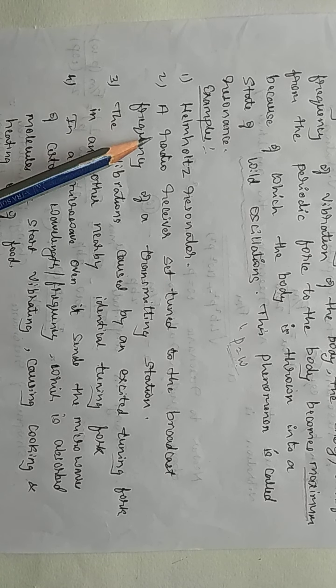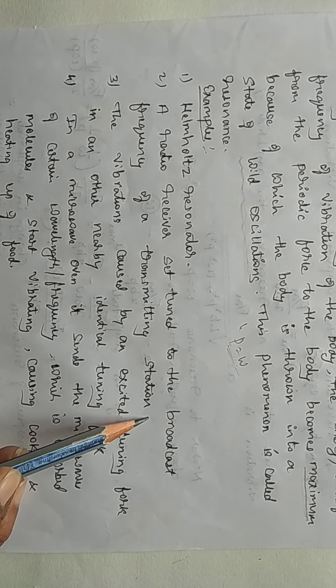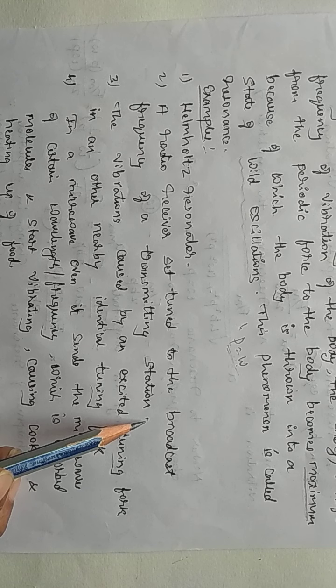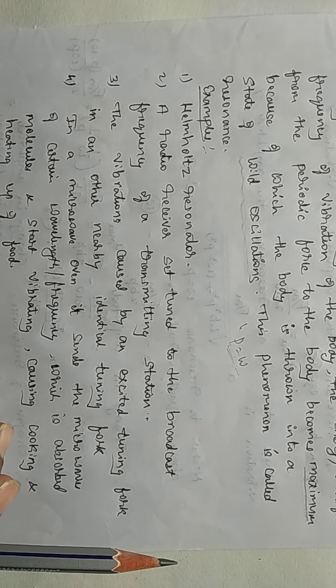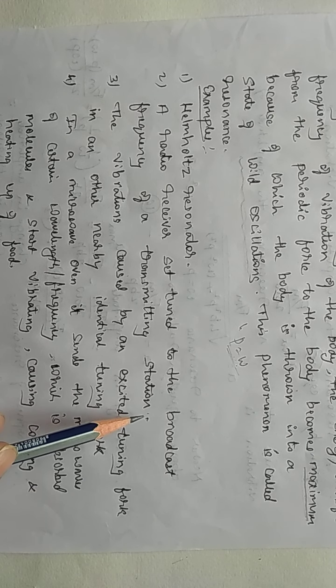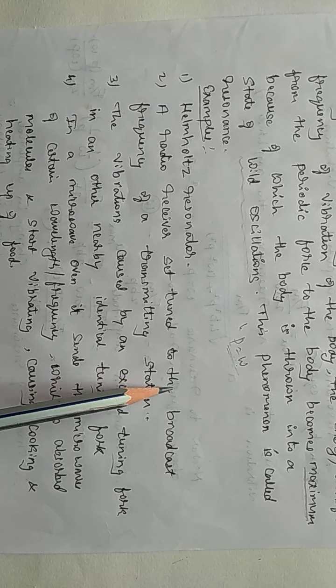And the next one is a radio receiver set tuned to the broadcast frequency of a transmitting station. This we have observed. Whenever we want to set any station in the radio, we have to tune it. Maybe nowadays it is digital. Earlier, if you observe, we had to physically tune the radio for that particular wavelength. Whenever the phase matching takes place, we are able to hear that particular radio station.